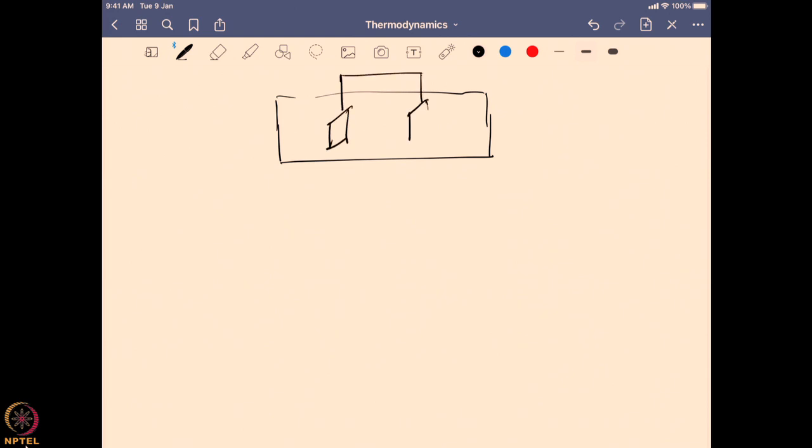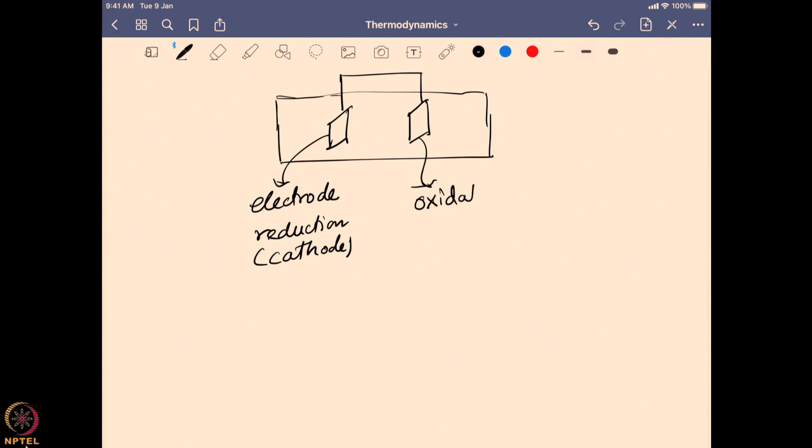Now, what kind of reaction is happening in these two particular electrodes present in the electrochemical cell? In one of the electrodes, the reduction happens, and that is known as the cathode, and at the other one happens the opposite reaction, the oxidation, which actually completes the overall cycle. This is known as the anode, and these two reactions happen at a particular energy, and that energy we can measure with respect to the potential or the voltage we have applied.